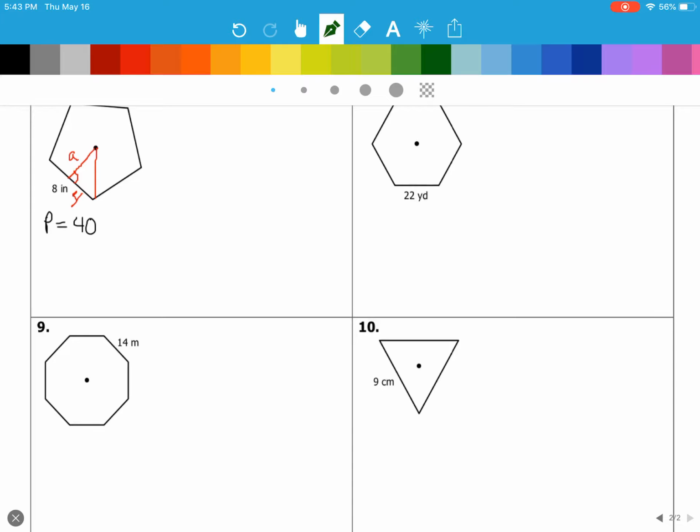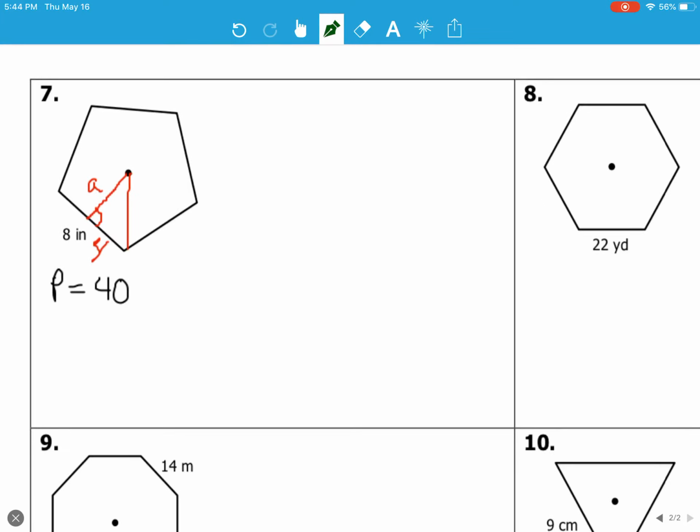So the second step is to find an interior angle. Same as before, you know that the sum of the interior angles in the pentagon will be 540 degrees. So that means that each angle inside of the pentagon is 108, making this angle right here half of that, 54 degrees. Next step is to use trigonometry to find your missing piece. In this case, if we're looking at the 54 degrees, the A is going to be our opposite leg, and the 4 is going to be our adjacent leg. So again, we're using tangent.